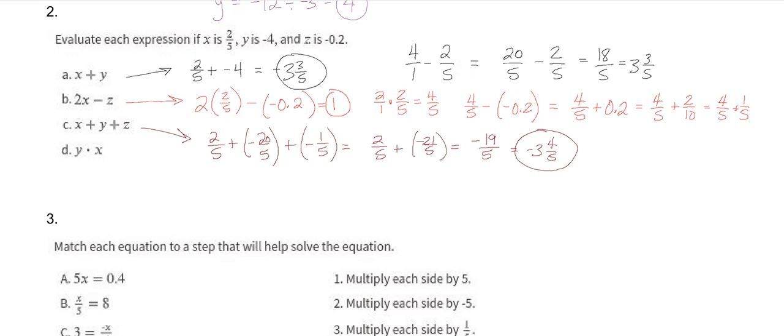Alright, and the last one, I think I'm going to hurry up and try to get it in before the video finishes. Y is -4, and x is 2/5, and we're multiplying. And a negative times a positive is negative, and 4 times 2 is 8, and 1 times 5 is 5. So this is the same as -1 and 3/5. And that completes number 2. A lot of shown work there.